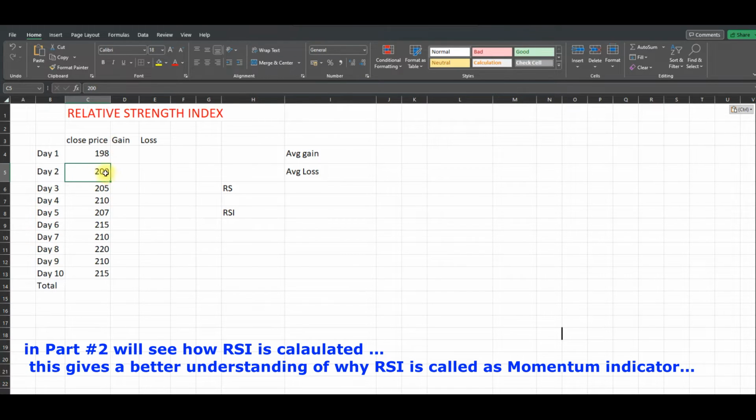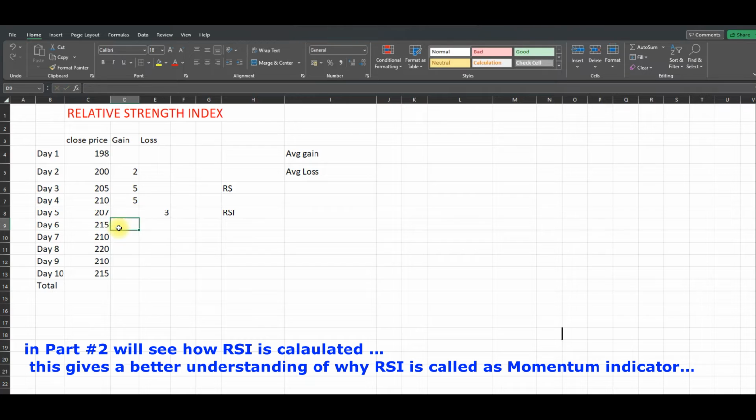So what is the gain here? It is 2. And the third day is 205 and the second day is 200. So the gain or loss, we have a gain here. It is 205 minus 200, it is 5. And day 4, the closing price is 210 and day 3 is 205. So we have a gain of 5 rupees again. And day 5, the closing price of the stock is 207. Compared to day 4, it is 3 rupees less. So we have a loss. So here it is 3.